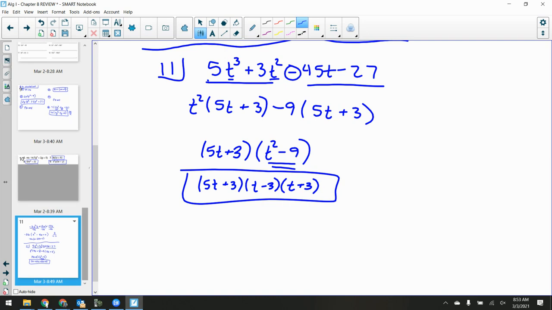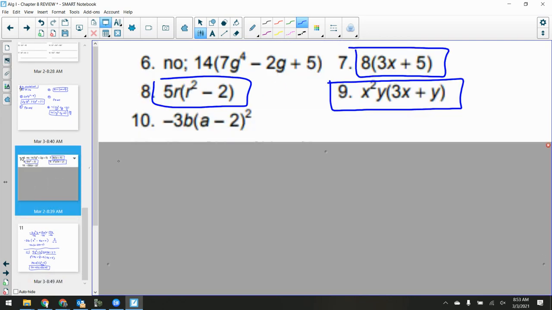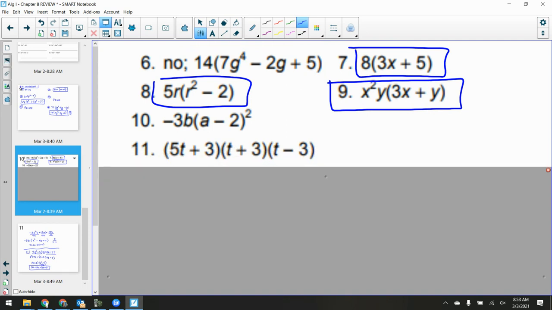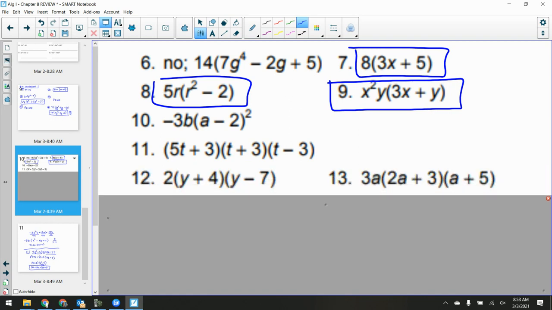All right. Let me jump back here with the key. We got 10, we got 11, see, there's 10 and 11. Let's see if we can get the answer for 12. Who has 12 here? Hannah Neely, what did you get for 12? 2, and then y minus 7, and then y plus 4. Let's check. Yep, very good. 2 and then y minus 7 and y plus 4. Does order matter there? No.